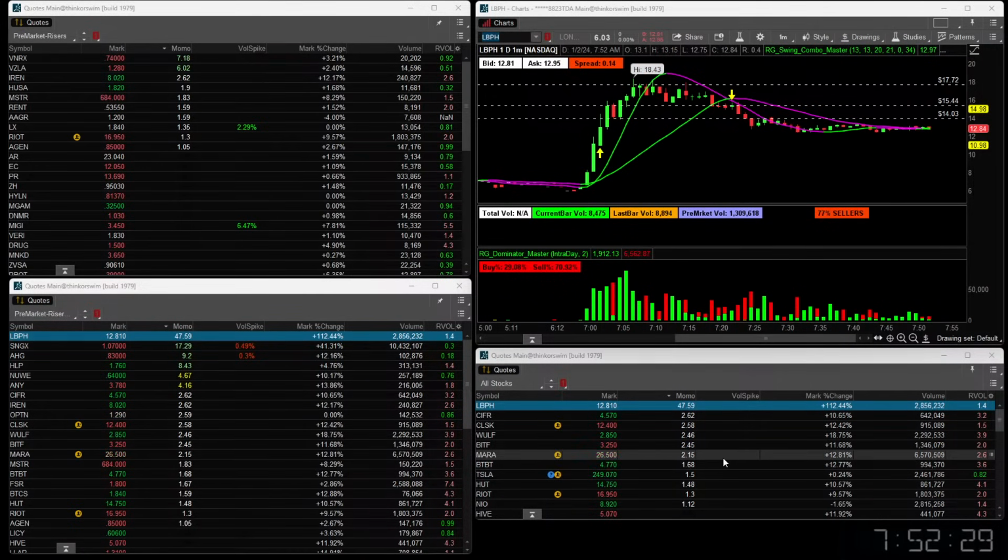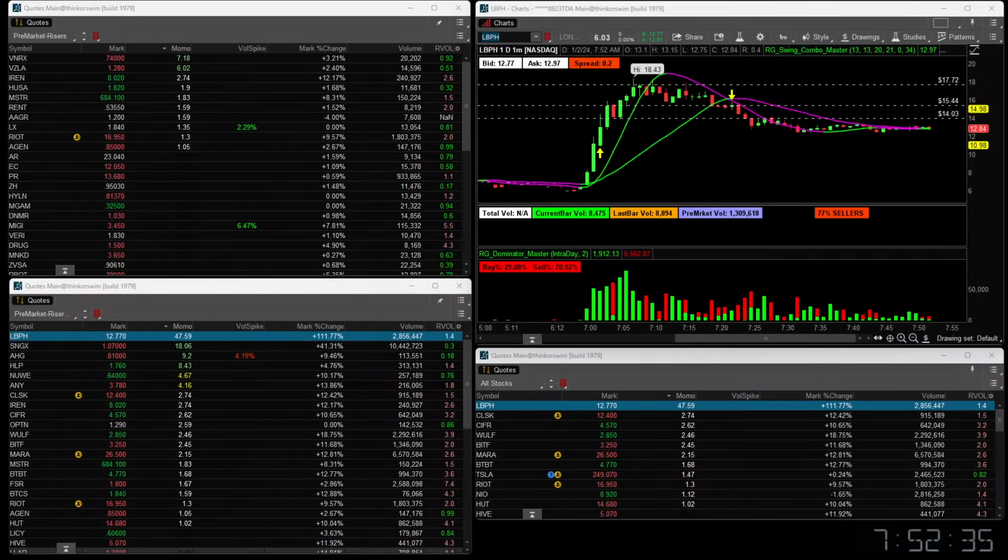So this stock here is on All Stock Scan. It's on Premarket Riser Custom. It's on the All Stocks. It's on Dominator Crossover. It's on Precision Swing Scan. It's on the Momo Scan. It's on the Magic Scan.